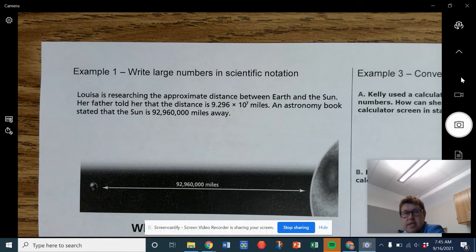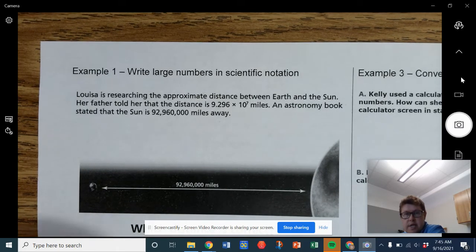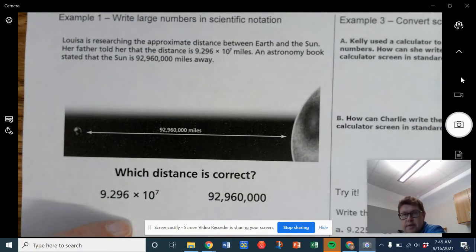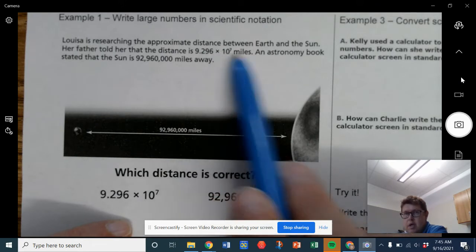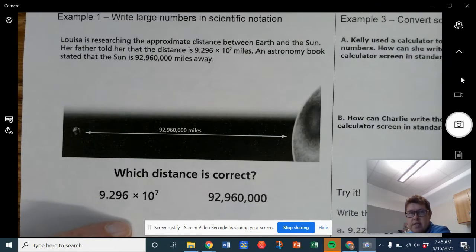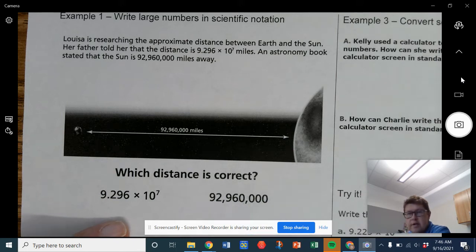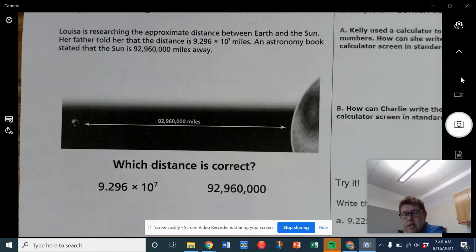Louisa is researching the approximate distance between Earth and the Sun. Her father told her the distance is 9.296 times 10 to the 7th miles. An astronomy book stated that the Sun is 92,960,000 miles away, which we've got right here, and we've got right here. So we're just going to compare these to see what we got.